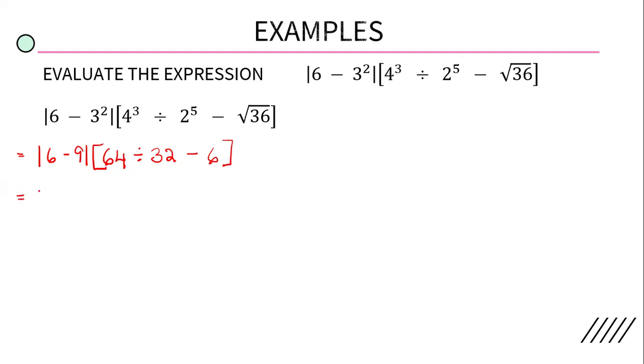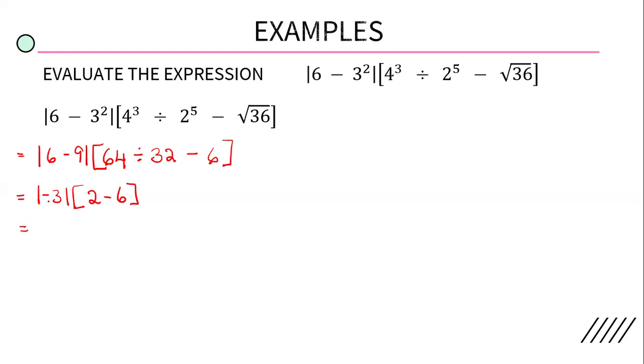Next, we have the absolute value of 6 minus 9. Signs are different, so we're going to subtract. 9 taken away 6 is 3. And we take the sign of the biggest absolute number, that's 9, and it's negative. So our answer is negative. 9 subtract 6 is 3, so that's negative 3. Multiplied by 64 divided by 32, which is 2. Subtract 6.